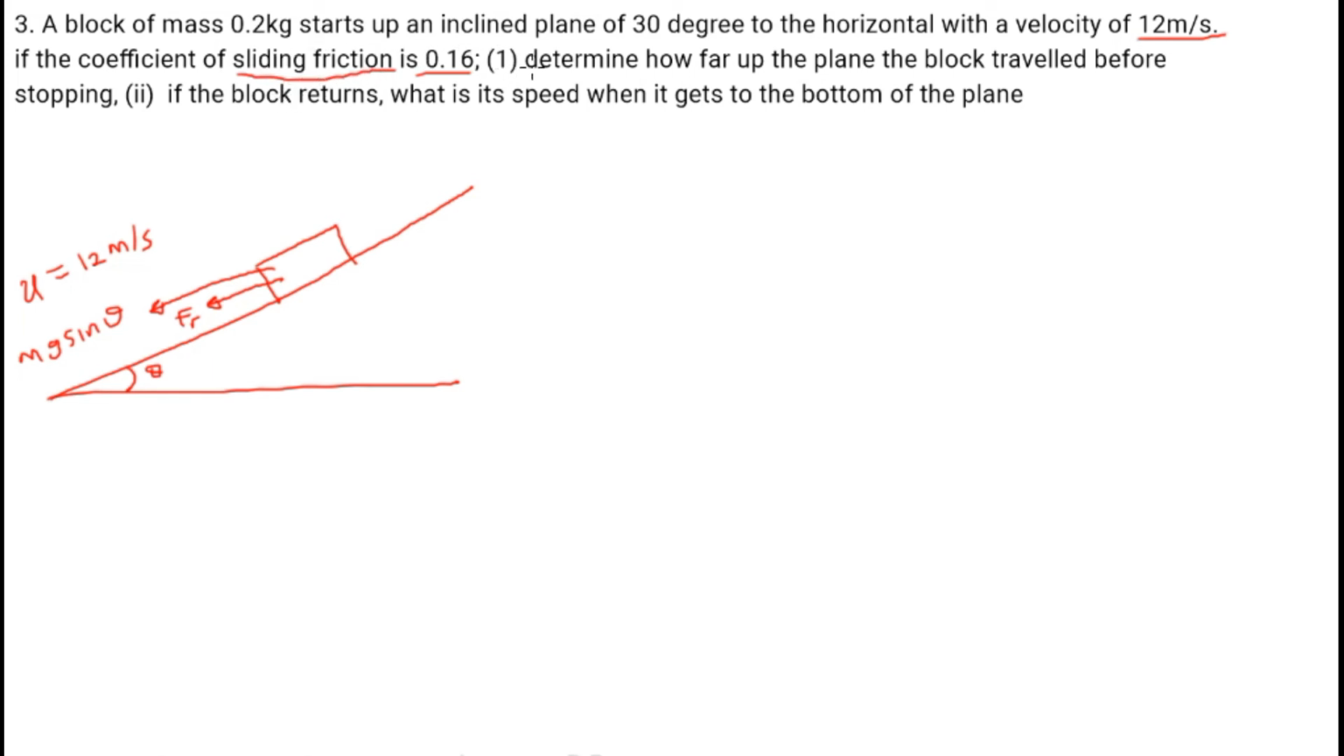So we want to find the distance at which the object moves up the inclined plane. We need the distance s from this point right here to this point. Let's say it is distance s. Notice that the question says determine how far up the block traveled before stopping. That means if the initial velocity is 12 meters per second, the final velocity, let's say v, is equal to 0. We may find that using the equations of motion. Recall that v squared equals u squared plus 2as.